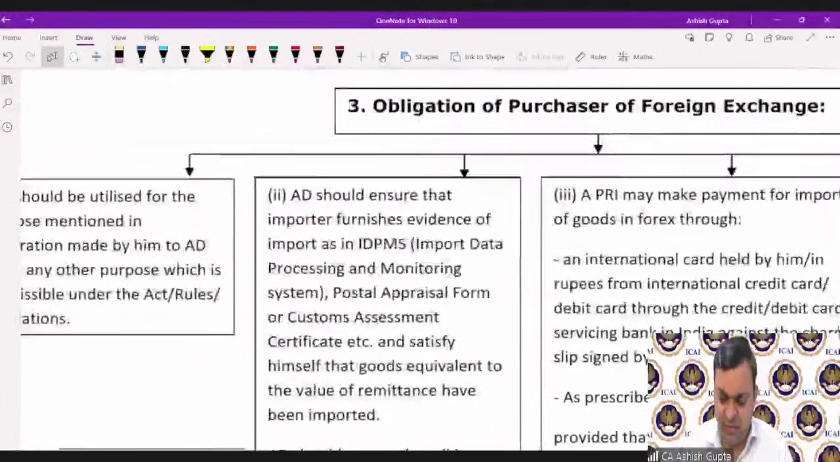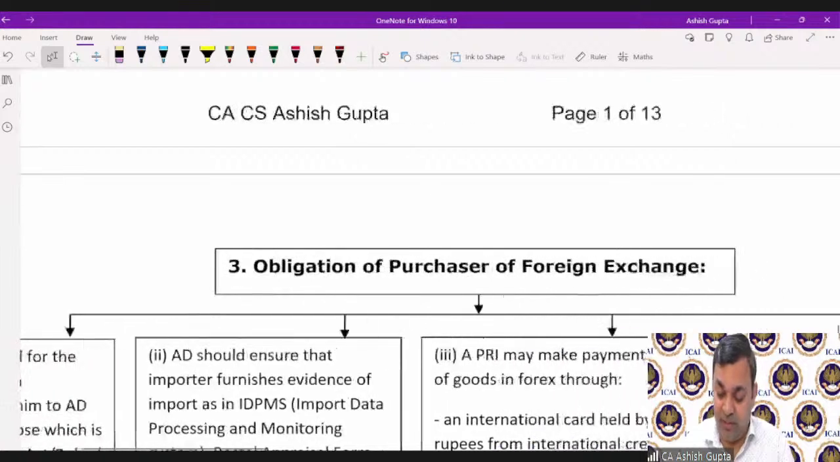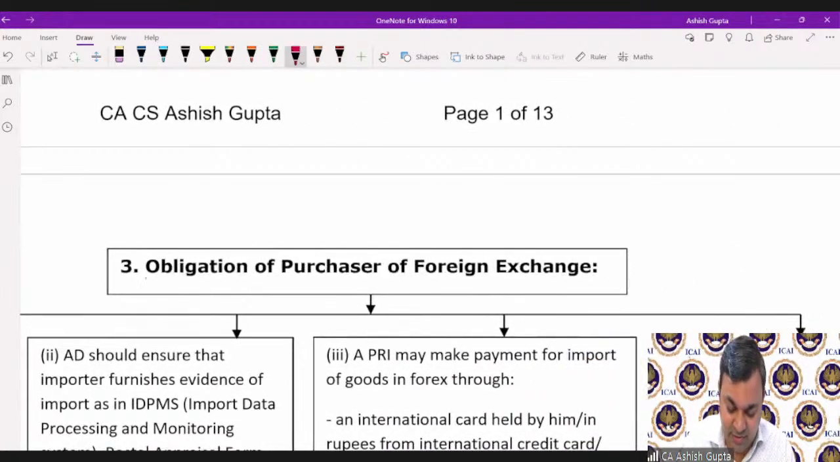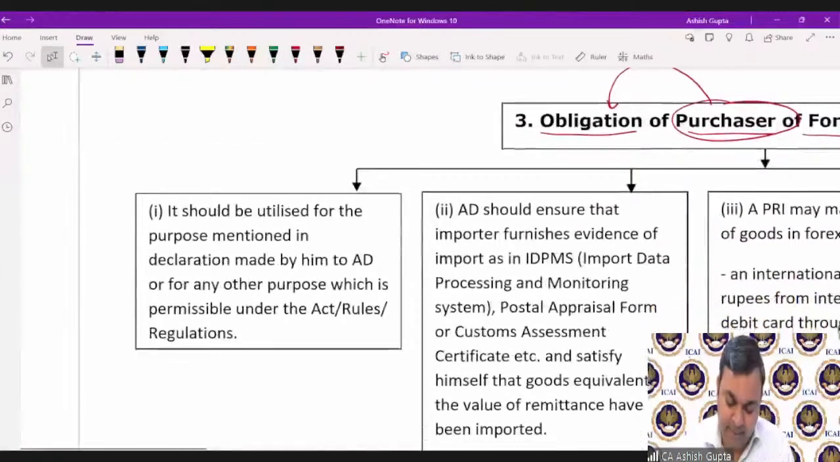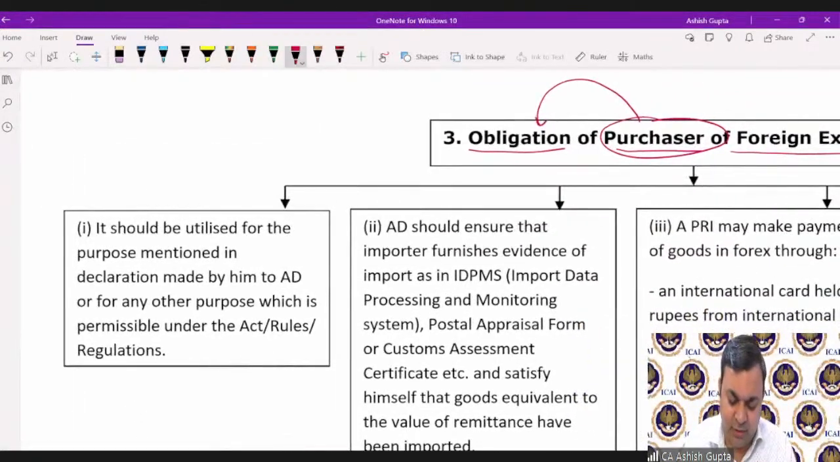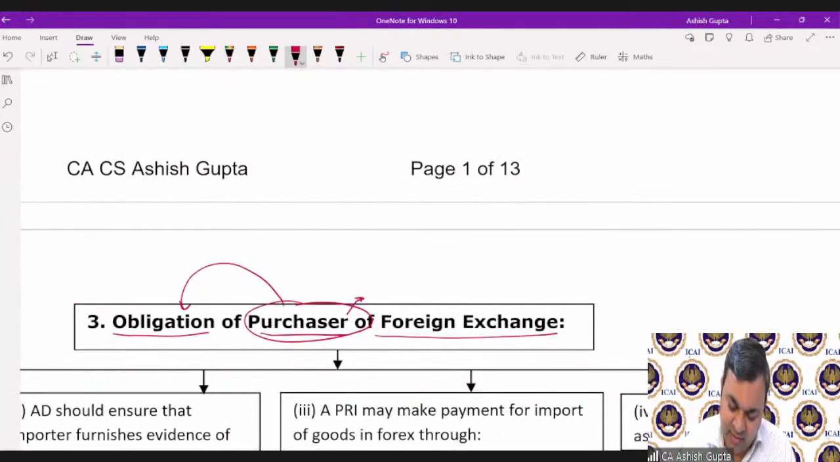Now the important one. The third point deals with the obligation of the purchaser of foreign exchange. What are the obligations of the purchaser of foreign exchange? It shall be utilized for the purpose mentioned in the declaration. Now, who is the purchaser of foreign exchange? Means we, Indian person, or we can say Indian importer.